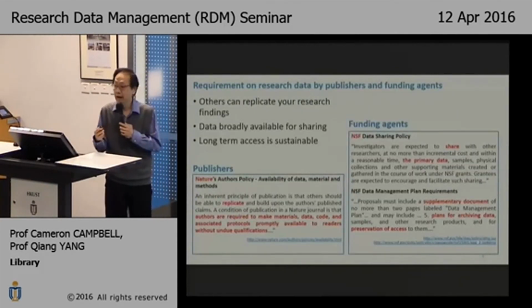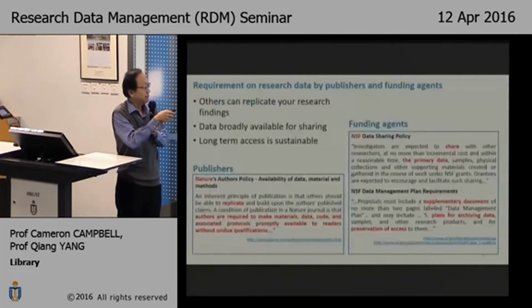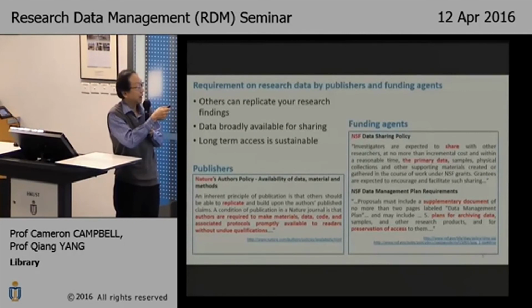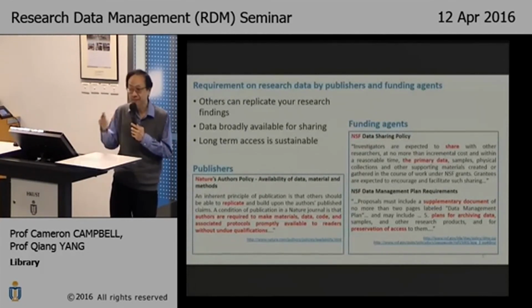Just to recap what Becky has just said about the requirements from the publishers and the funding agencies, right? Because the funding agencies are giving you so much money, they want to make sure that the money they spend will have the biggest impact, right?